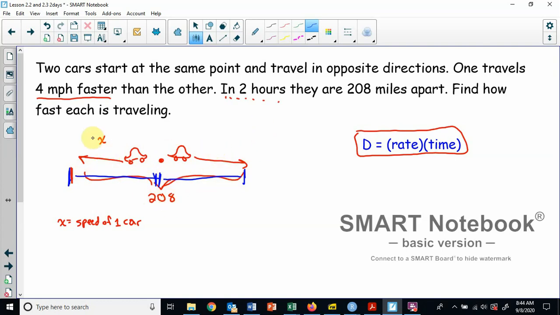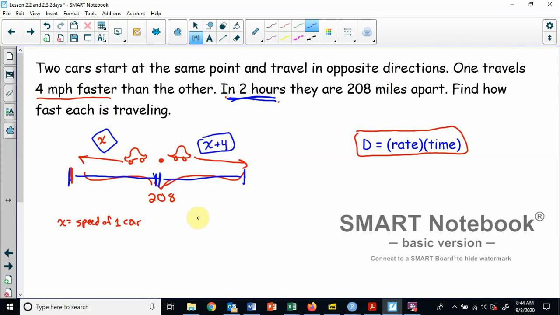So look, I actually have a rate for this guy. He's traveling x, and I actually have a time. They both traveled 2 hours. So that's great. Do I have a rate for this one? Yeah, I kind of do. One travels 4 miles per hour faster. So if this one's x, this one would be x plus 4 miles per hour more.